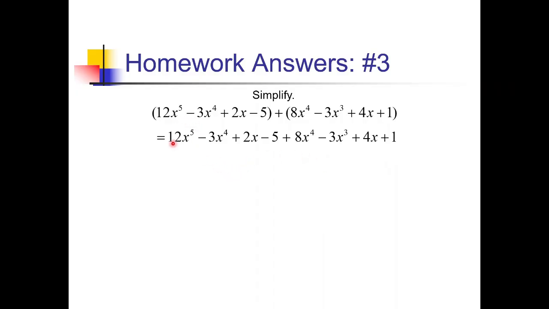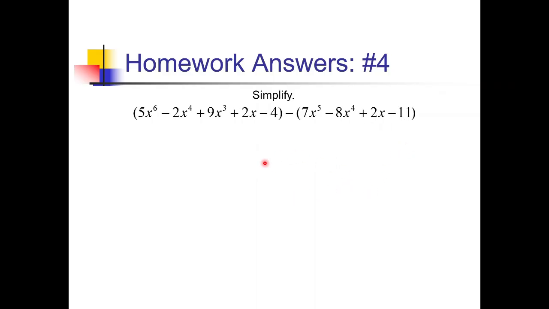The highest term is this 12x to the 5th, and there's no other x to the 5ths, so we'll just write that again. For the x to the 4ths, we have a negative 3x to the 4th and an 8x to the 4th. We can add those together to get 5x to the 4th. The next highest term is this negative 3x cubed. We might as well go in decreasing order of exponents while we're doing this. There's no other x cubed, so we'll just write that one again. Next, there's no x squareds. We do have some x's. We have a 2x and a 4x adds up to 6x. And then negative 5 and positive 1 adds up to negative 4.